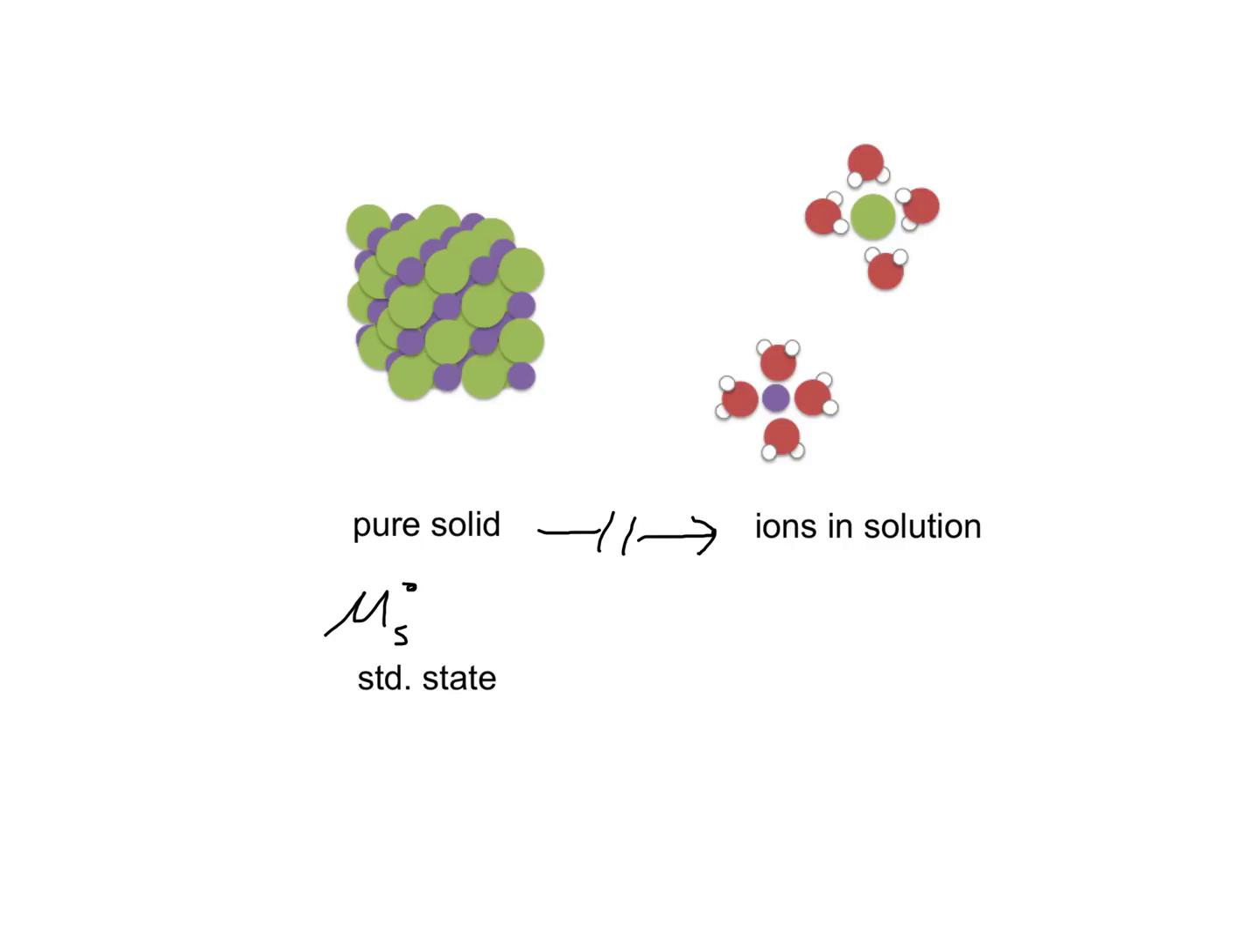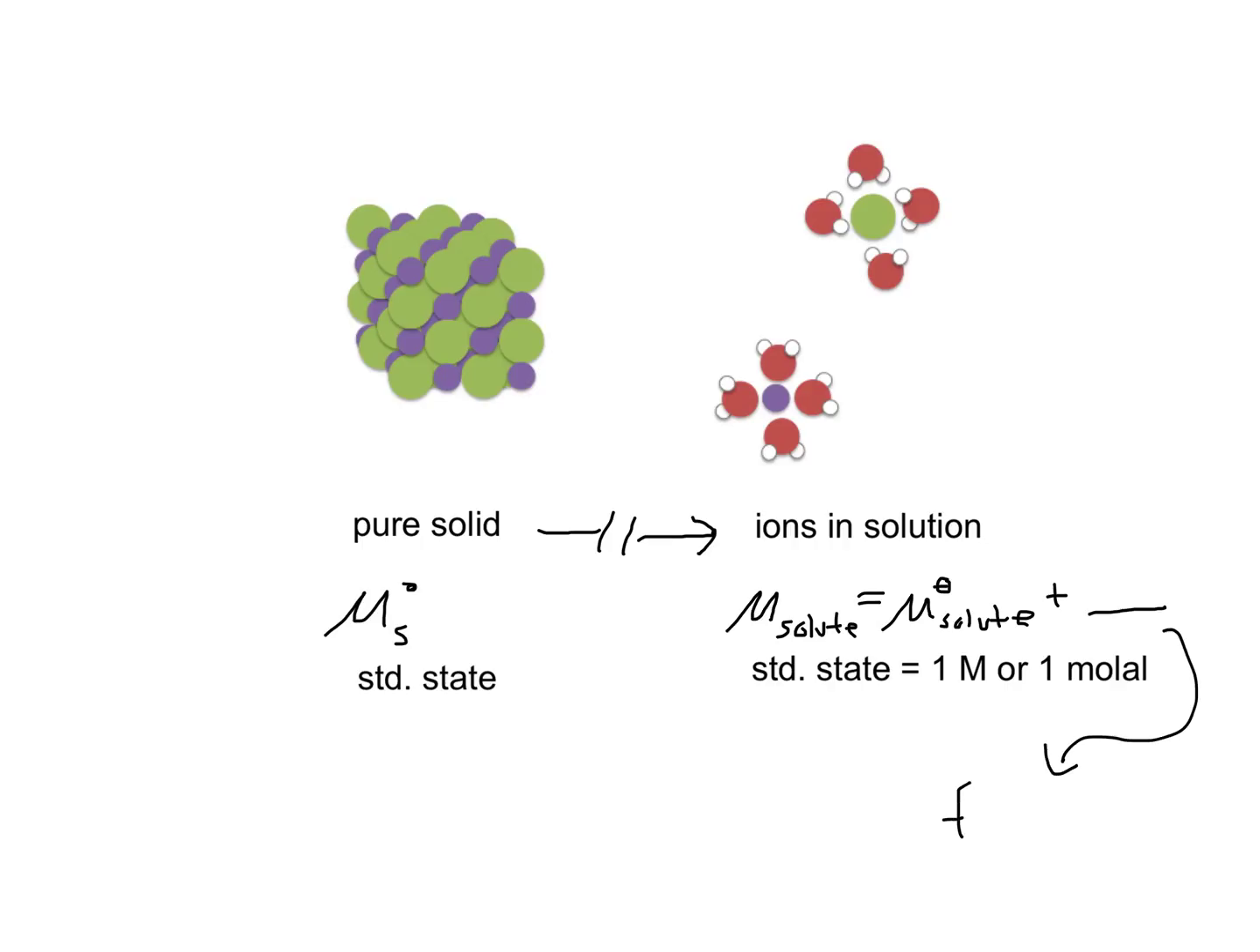In general, we pick 1 molar as our standard state concentration, although biochemists tend to favor the unit of molality and will often use 1 molal as a standard state. The chemical potential of the solute in solution is equal to the chemical potential of the standard state solute, in other words, the chemical potential of the solute in a 1 molar solution, plus, again, a correction for not being at standard state. Again, this correction term is a function of the composition or the concentration of the solution.